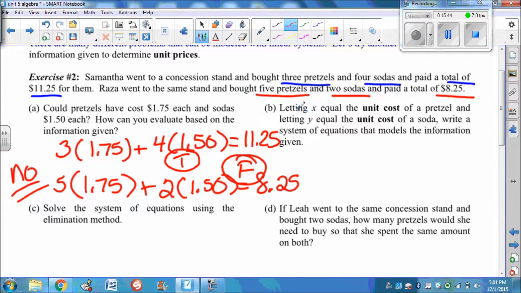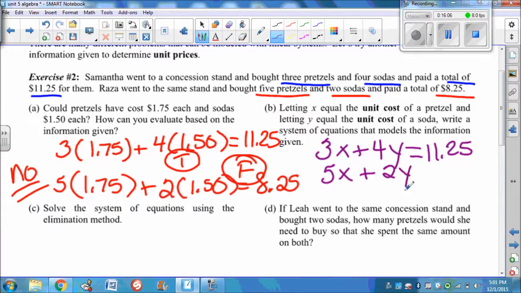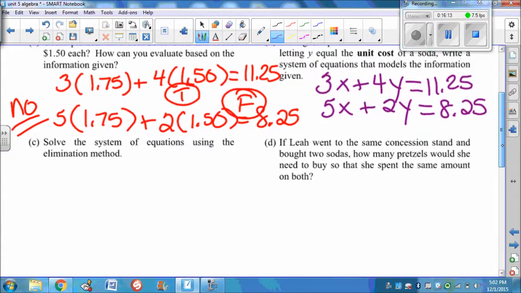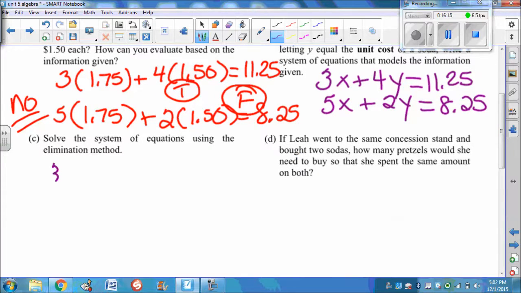It says letting x equal the unit price of a pretzel and y the unit price of a soda, write a system of equations that models this information. So Samantha would be 3x plus 4y equals 11.25, and then Raza would be 5x plus 2y equals 8.25. Now it's saying solve this system by using elimination.